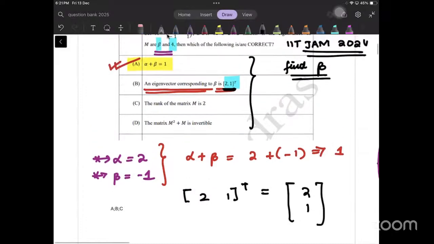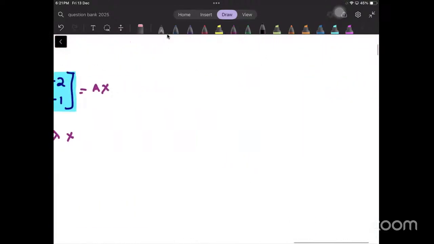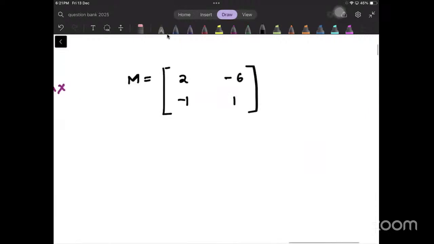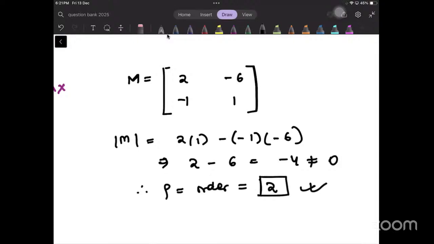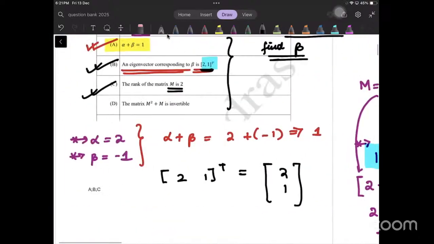Okay. Now look at the third part. The rank of M is 2. Very simple. Just find the determinant of this matrix. So what is the matrix? 2, minus 6, minus 1 and 1. So what is the determinant here? 2 into 1 minus minus 1 into minus 6. So it will be 2 minus 6, which is minus 4, which is not equal to 0. So rank will be equal to the order of the matrix, which is 2. Simple. So yes, the rank of the matrix is 2. That is the correct option. This is also correct, this is also correct.